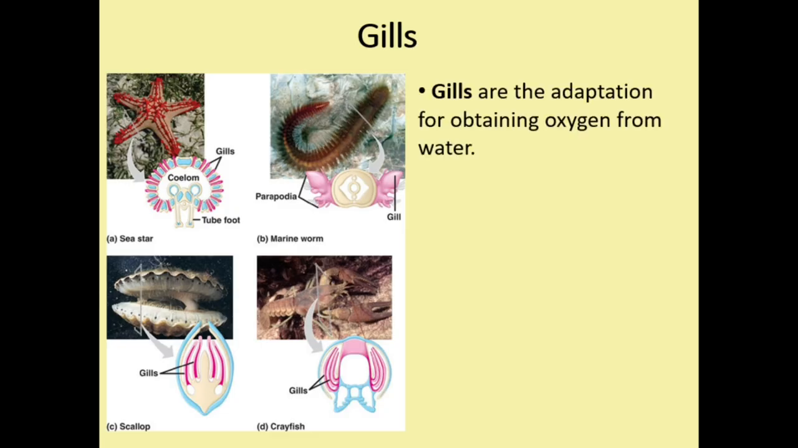So let's go through and talk about some different types of animals and how they carry out gas exchange. Let's start by looking at animals that have water as their respiratory medium. And when we look at those animals, what we find is that they will typically use gills for carrying out gas exchange. So gills are the adaptation for obtaining oxygen from water. So where water is your respiratory medium, gills will typically be your respiratory surface.